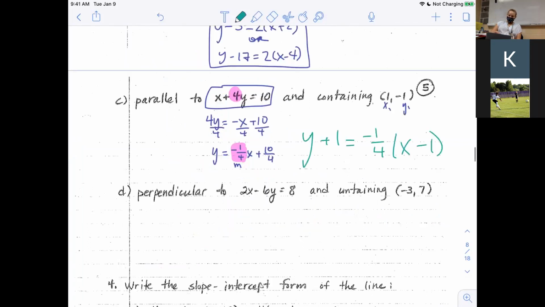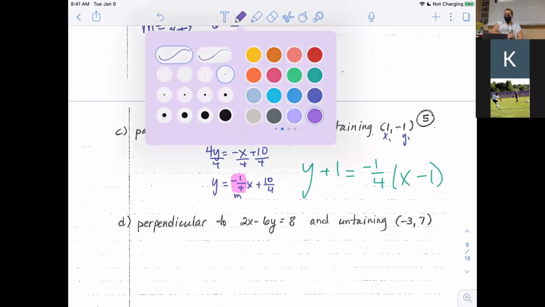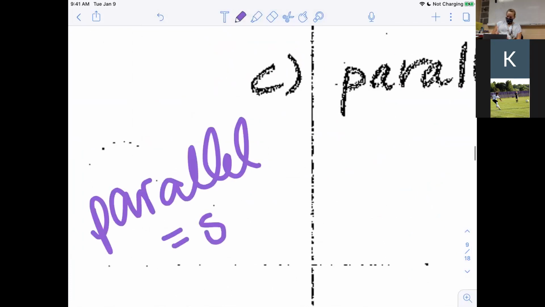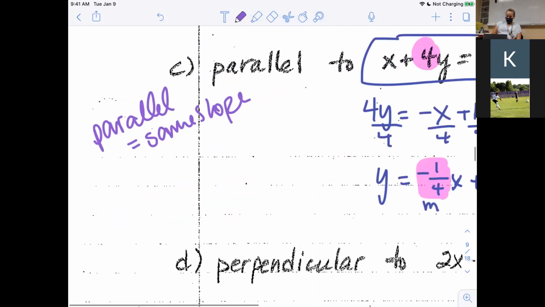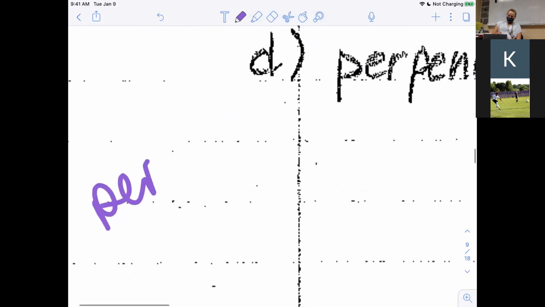Keep rolling. Next one says perpendicular to a line and a point. How is perpendicular different? Opposite and reciprocal. I'm actually going to make a note of that. I didn't do that earlier. Let me make a note of that because I might forget it later. Parallel is the same slope. I'm going to zoom in so I can write kind of nicely, and then I'll zoom out so you can read it.